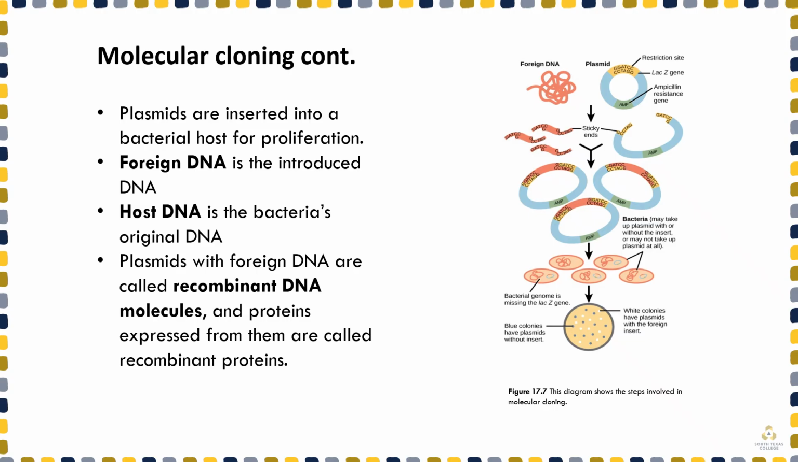Plasmids with foreign DNA inserted into them are called recombinant DNA molecules because they are created artificially and do not occur in nature. They're also called chimeric molecules because the origin of different molecular parts of the molecules can be traced back to different species of biological organisms or even to chemical synthesis. We call proteins that are expressed from recombinant DNA molecules recombinant proteins.